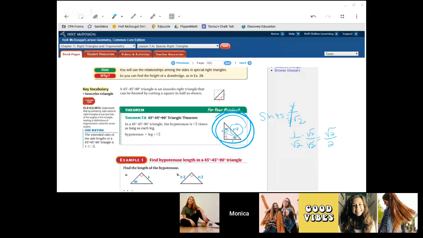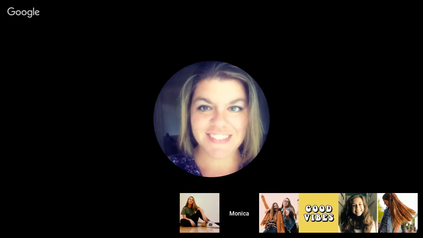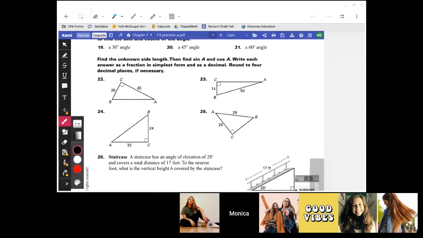And then let's see what other numbers. 22 and 23. Okay, so for 22 and 23, you're supposed to find the unknown side length, then find sine of A, cosine of A in fraction, reduced to simplest form, and as a decimal to 4 places.